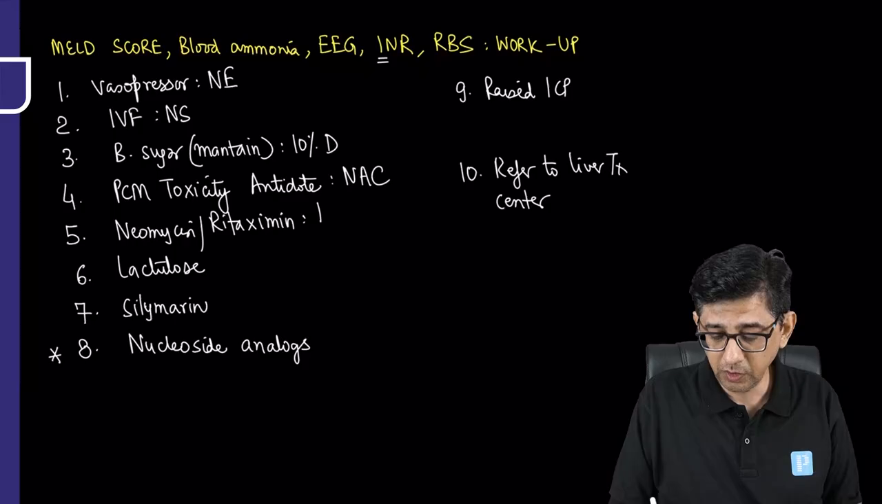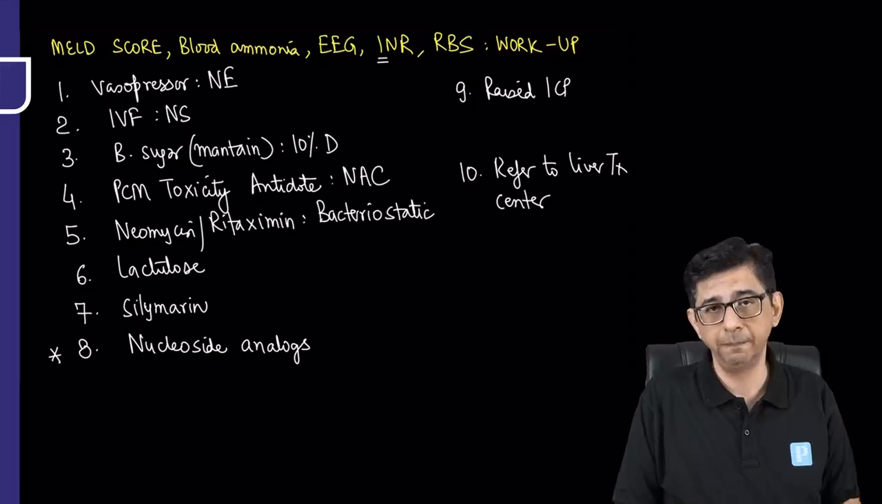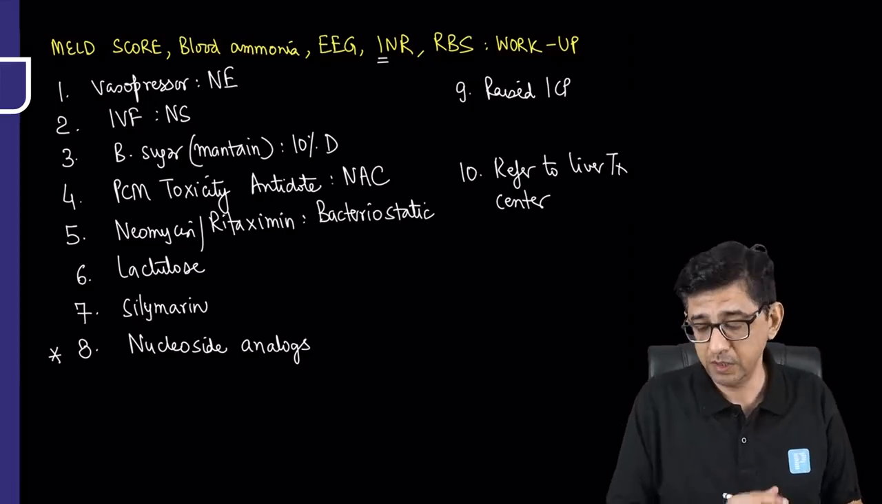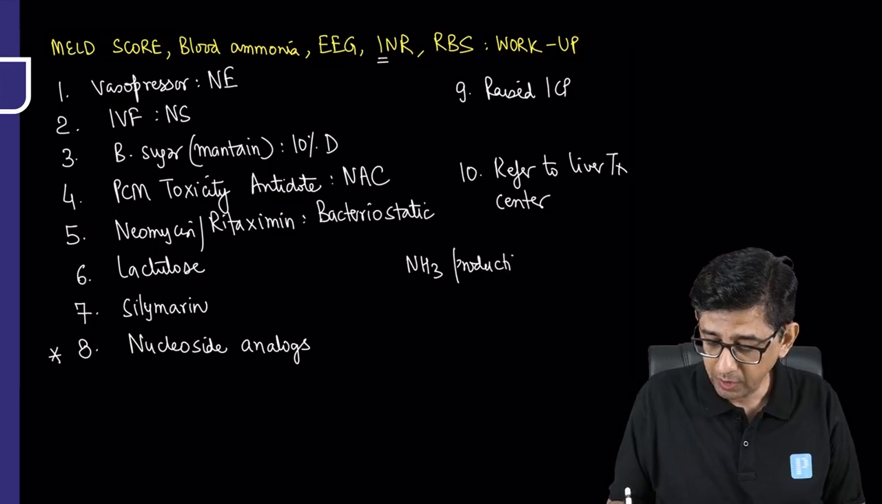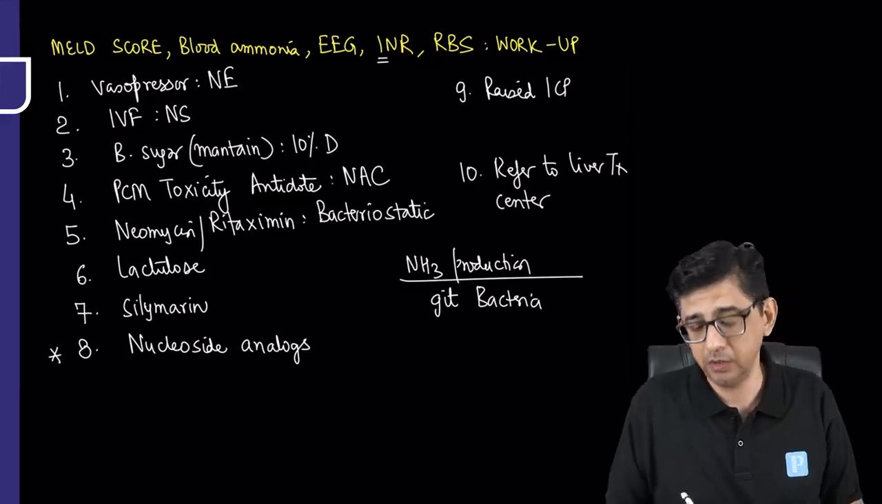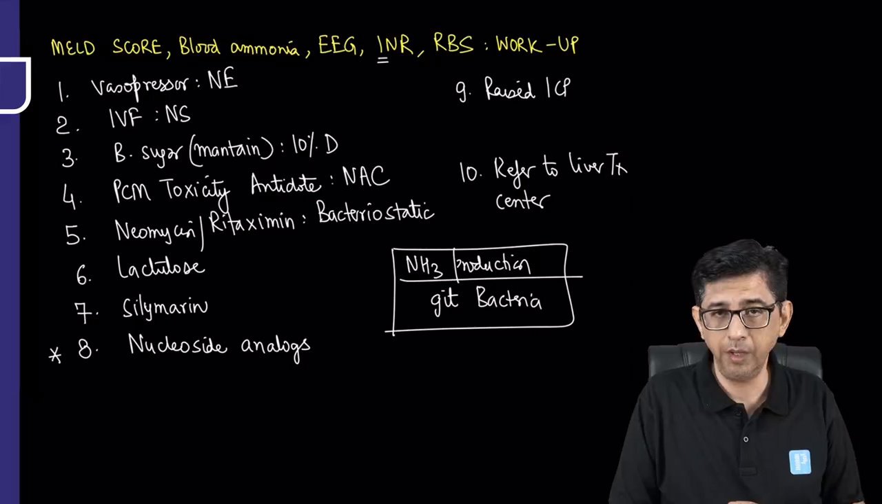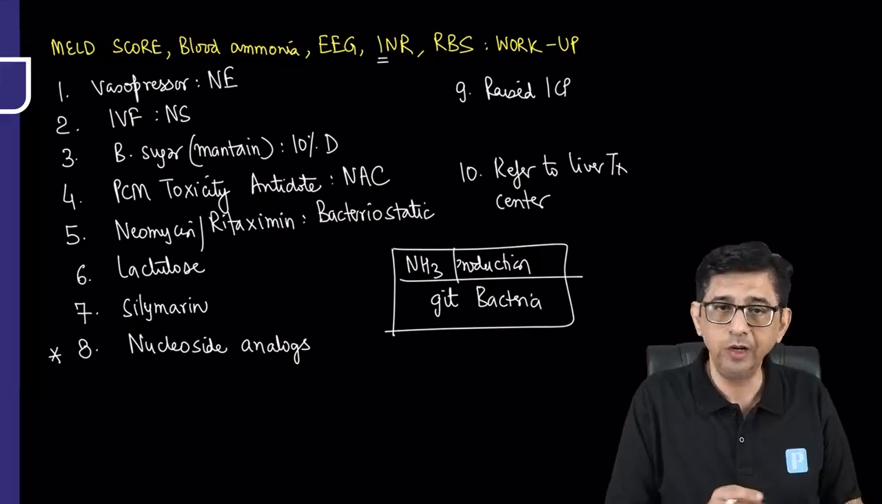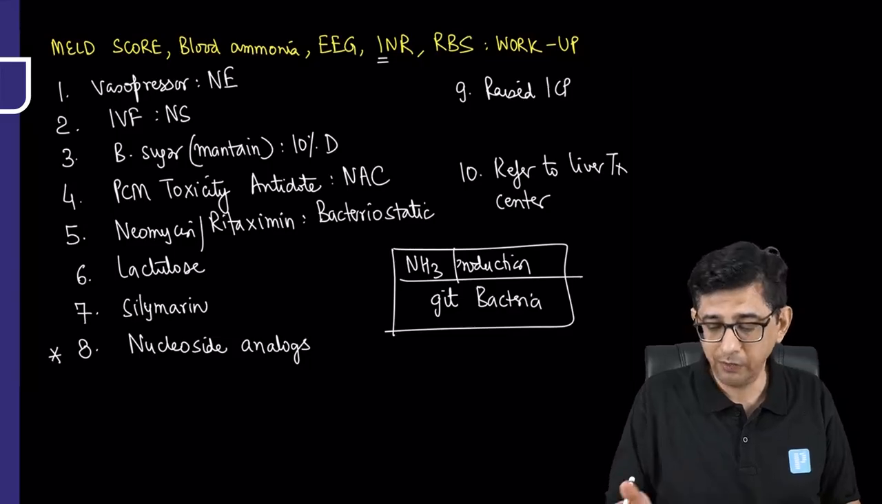Why I'm giving neomycin or rifaximin is because these are two bacteriostatic antibiotics. Where is ammonia produced in the human body? Ammonia is detoxified in the liver, right? But where is ammonia synthesized in the body? The majority of ammonia production in the body occurs by intestinal bacteria. And in hepatic encephalopathy, if I reduce the count of the GI bacteria, then the ammonia production will also reduce. I repeat that again. The major site of ammonia production in our body is intestinal bacteria. The detoxification occurs in the liver, and because the liver mass is critically reduced in this case, the end result is spiking of ammonia levels.